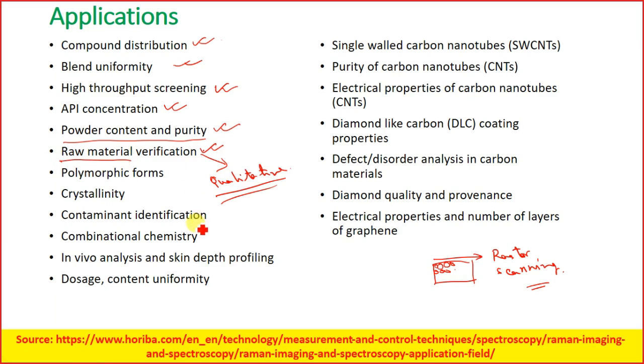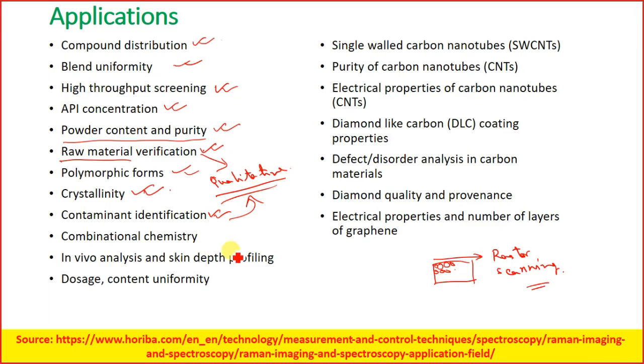Then polymorphic forms you can detect, for example in fat. Even though the fat is the same, if you cool the fat at a lower temperature, it will crystallize in a different form. If you cool it at a slow rate, the fat will crystallize in a different polymorphic form. So you can find that out. Then you can find out the changes in crystallinity. Then if there is any contaminant, you can identify those, again using the qualitative analysis method.